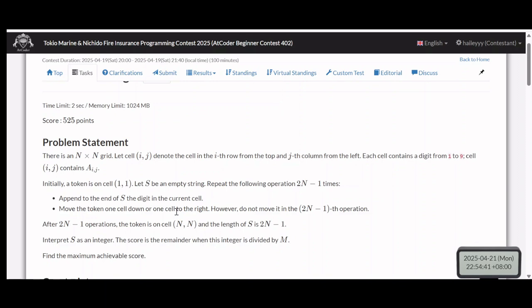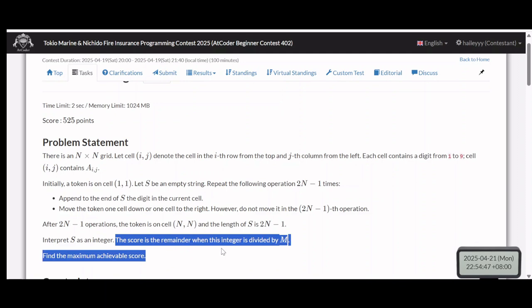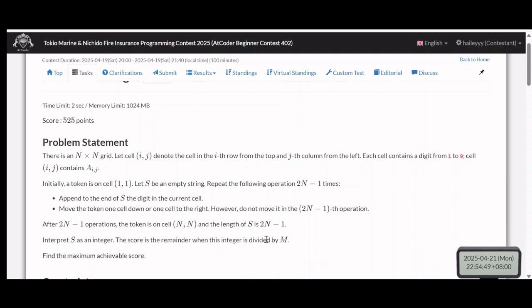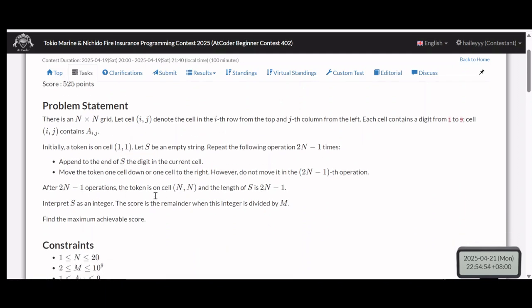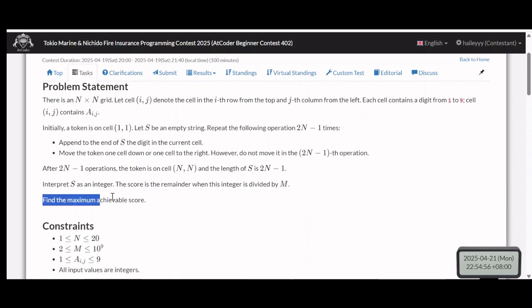And we need to find, if we see the sequence of digits as an integer, the remainder when this integer is divided by m. And we need to find the maximum possible score when this integer is divided by m.